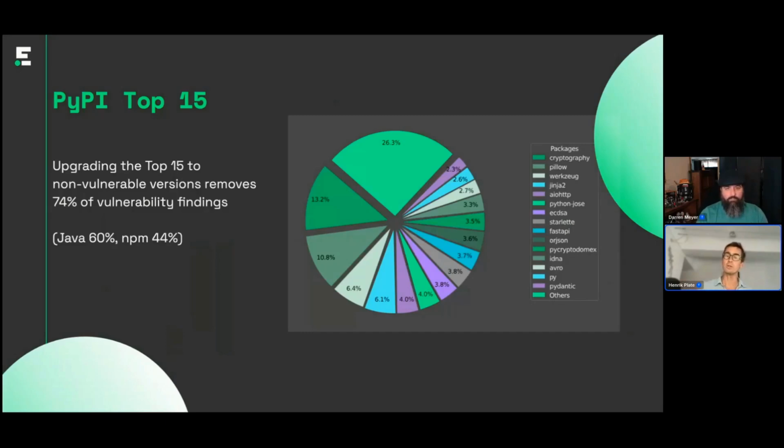So the other way around, if you were able to upgrade those 15 components to non-vulnerable versions, you would be getting rid of 74% of all your findings. The numbers are comparable for Java and NPM, a little bit smaller though. Example components are cryptography or Pillow in the Python ecosystem.